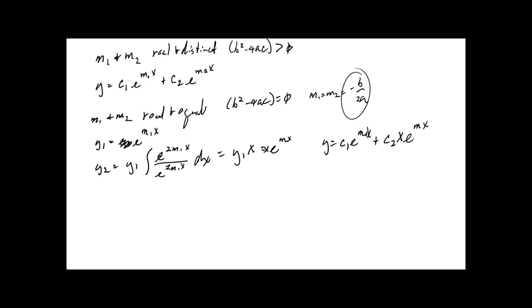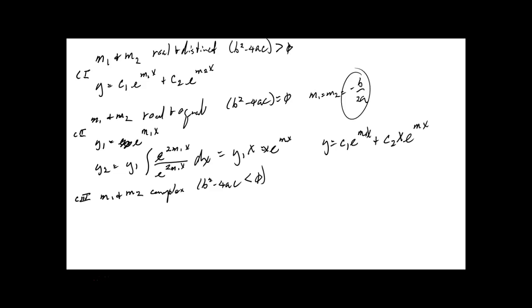All right. Now, case 3. This they call case 1. This they call case 2. Case 3. Okay? What if your M1 and M2 are complex, which means, of course, that the b squared minus 4ac is less than 0. That's a negative number. So you're going to have an i there, okay?